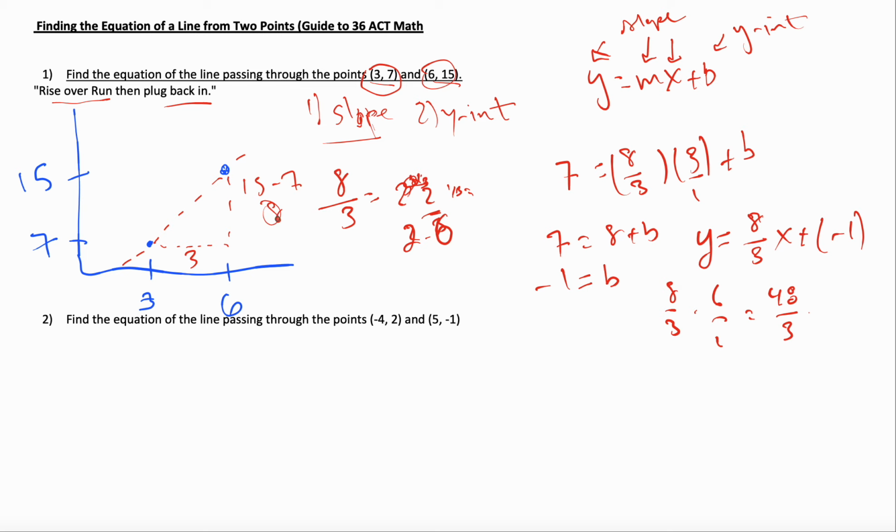So this is the foolproof, bulletproof method. And this is what we're going to do for the next equation. Find the equation of the line passing through the points (4, 2) and (5, -1). The reason I picked this question is because it uses all four quadrants.